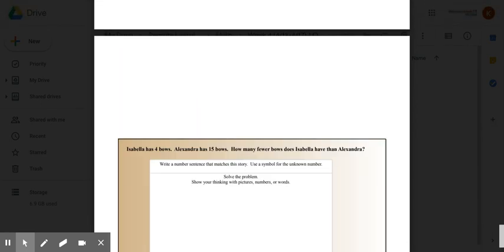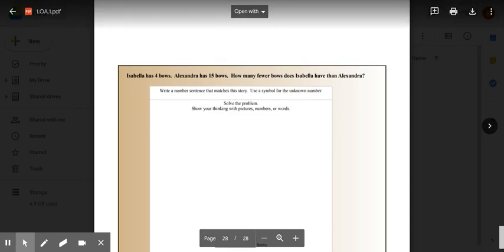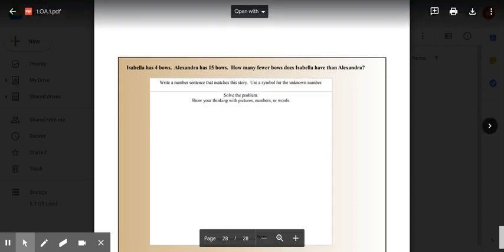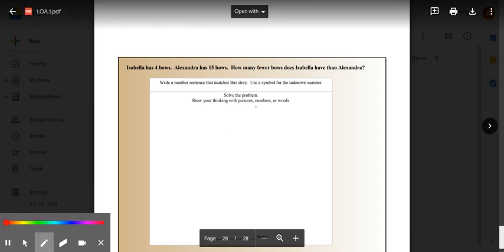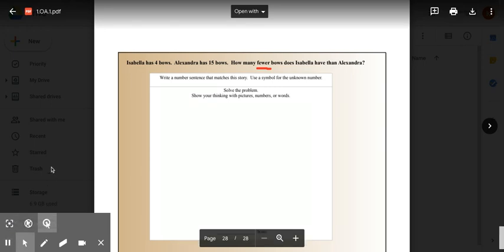All right, now it is your turn. Isabella has 4 bows. Alexandra has 15 bows. How many fewer bows does Isabella have than Alexandra? I want you to write a number sentence that matches this story, use a symbol for the unknown number, and then solve the problem. You're going to show your thinking with pictures, numbers, or words, the same way we did in the problems we did together.